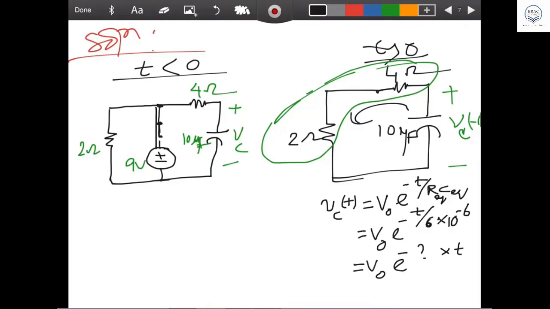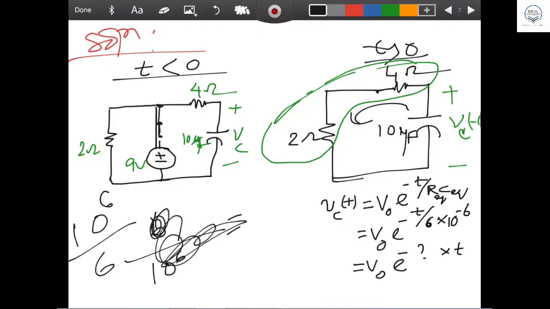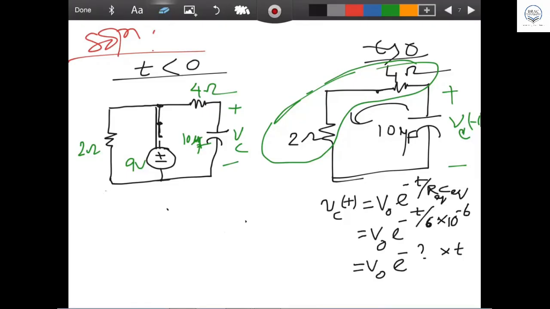1 by 6 into 10 to the power 6, that means 10 to the power 6 by 6. So 1.6 into 10 to the power 6? No, I'm talking about 1 by 6 by 10 to the power 6, equal to what? It's 1.6 into 10 to the power 5. Okay, that's what I'm talking about.